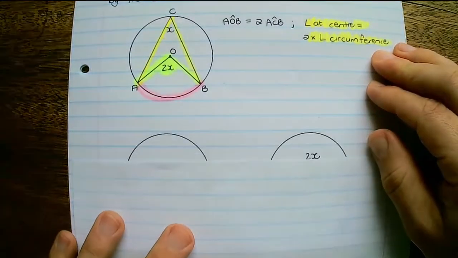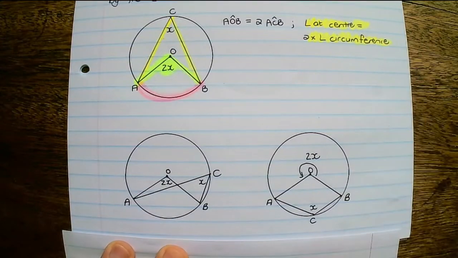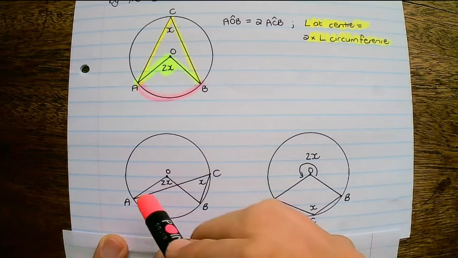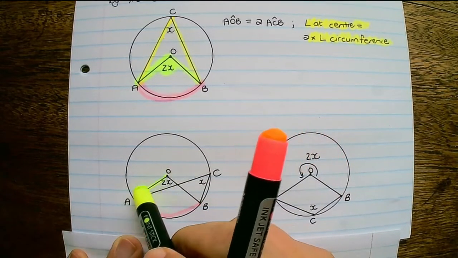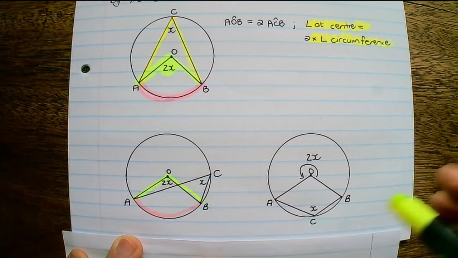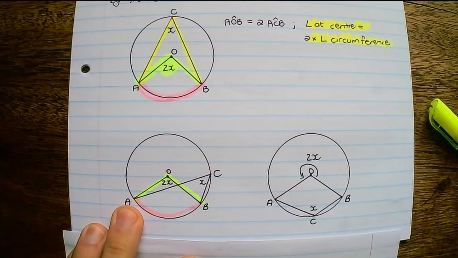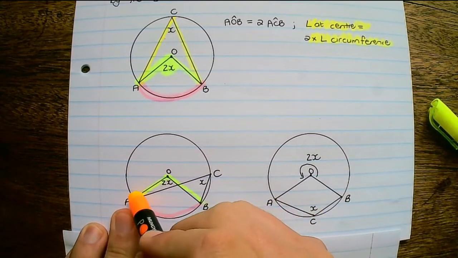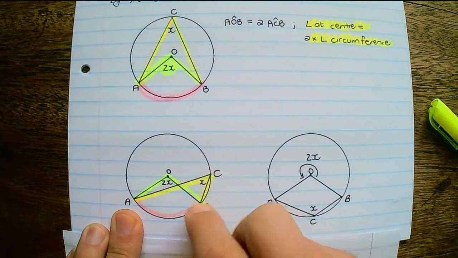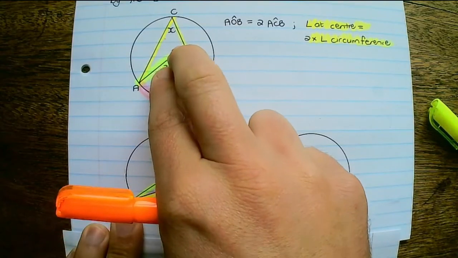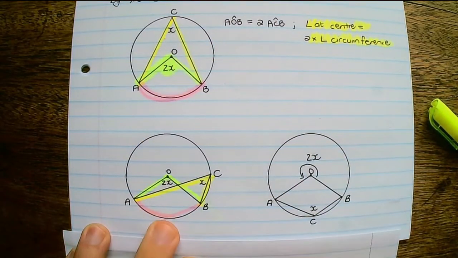Now remember, it can look different. So here I have our chord AC, and an angle is formed in the center to the points A and B, and that angle is twice the size of C. So it looks slightly different, but it has the same properties as our previous diagram.